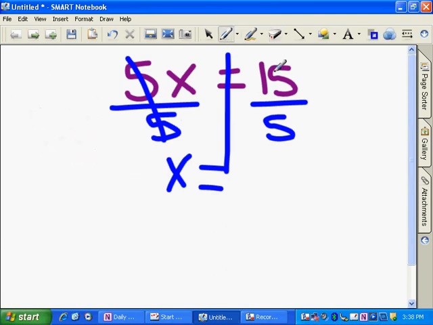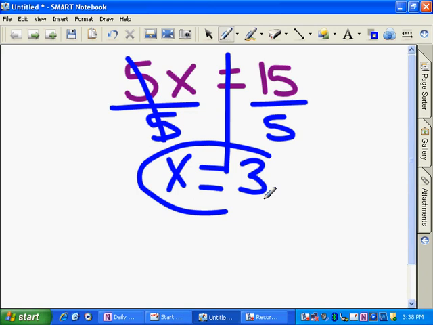And then on the right side, I have 15 divided by 5, which is 3. So x is equal to 3. And I know I'm right because 5 times 3 is 15.